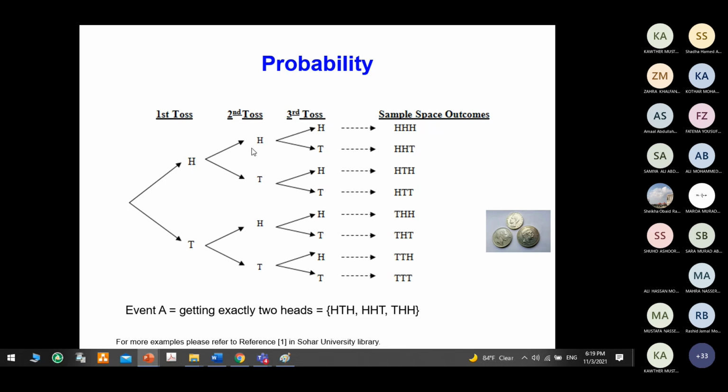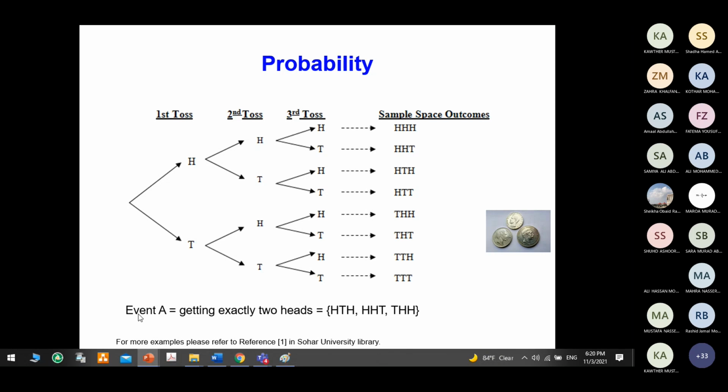head, head, head, H, H, H. Head, head, tail, H, H, T. And head, tail, head, H, T, H. Head, tail, tail, H, T, T, and so on. You see, these represent the outputs in the sample space, all expected outputs.